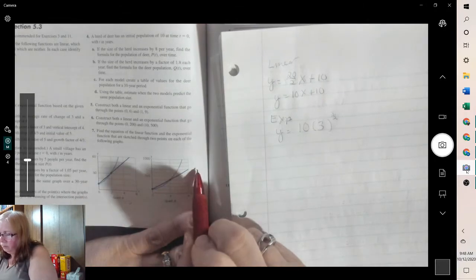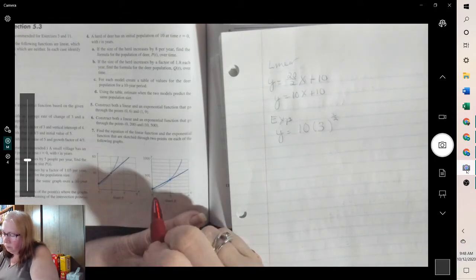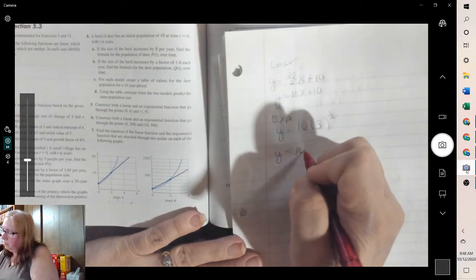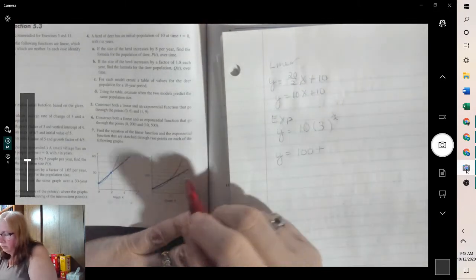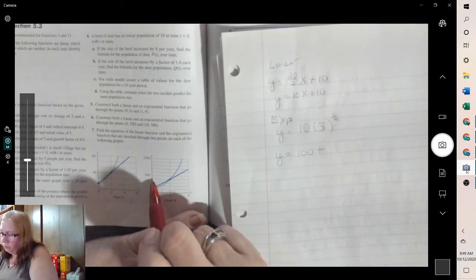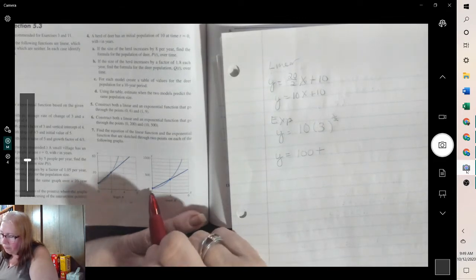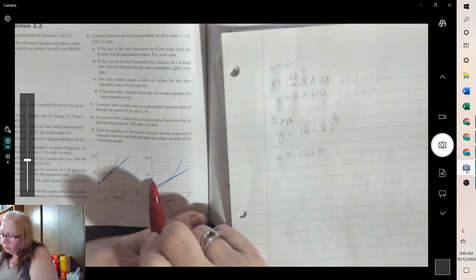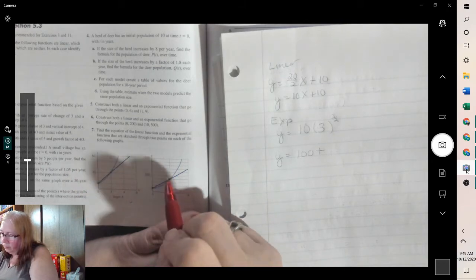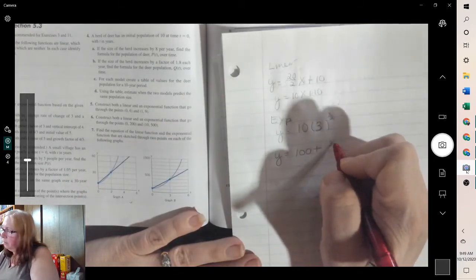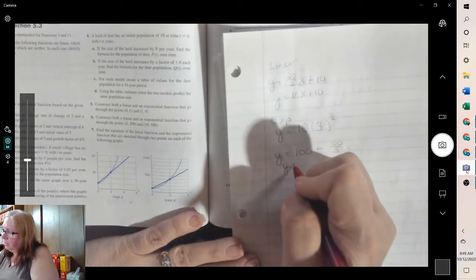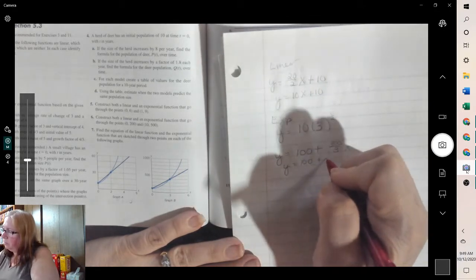The linear, 1, 2, 3, starting at 100. And it's growing, so it's positive. And the slope, 1, 2, 3, 5. Okay, so starting here, 1, 2, 300, and over 3. So y equals 100 plus 100x.